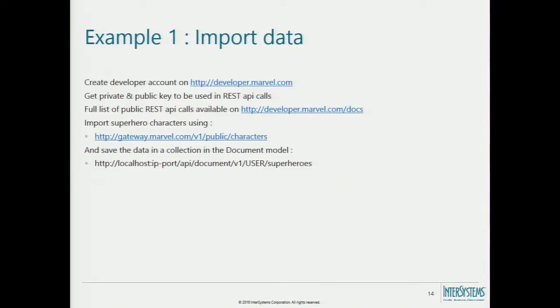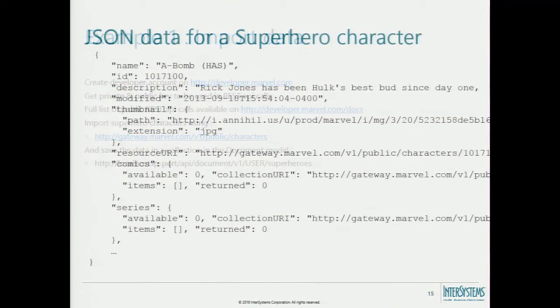This is the API to get some superheroes from Marvel, and then, one by one, storing them in the collection superheroes in our document data model. So that's my import module.